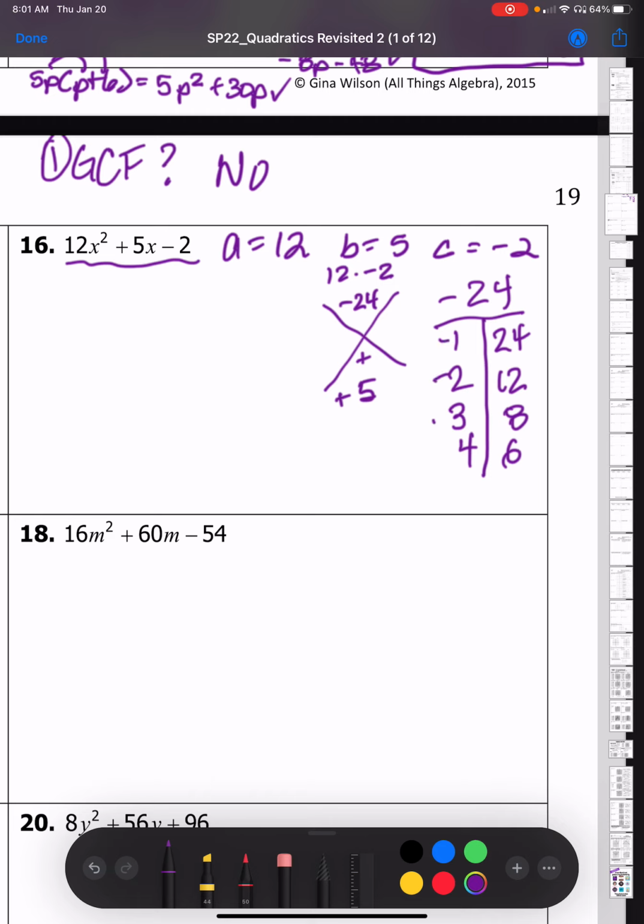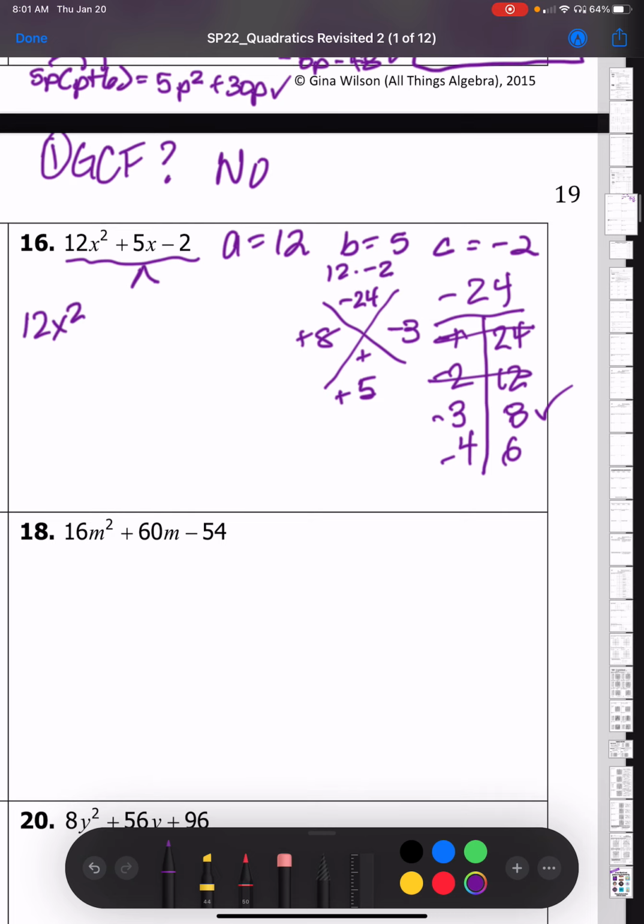Now I'm looking for two numbers where one of them can be a negative and the larger number is going to be positive. So if we look through our list, 24 minus 1 is 23, so that's not going to work. 12 minus 2, that'll be 10, that won't work. 8 minus 3 will be 5. So there's our factors. We're going to split the middle term into our two factors, +8, -3. So we have 12x squared plus 8x, draw my little line, minus 3x minus 2.